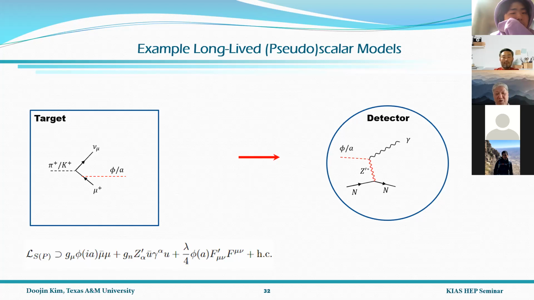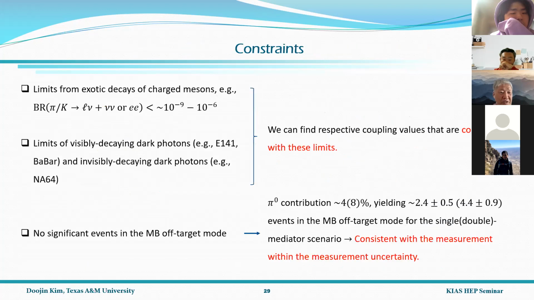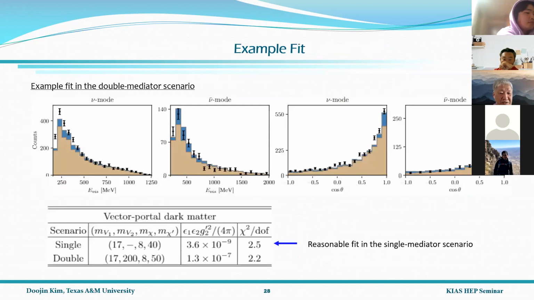Finally, could you flash the slide which shows the best-fit parameters for your scenario? There are two things. One of them is here. I see, 17, 18, 14. Oh, in the double mediated scenario case, M_V2 can be heavier than the pion mass. Yes. Okay, I see. Thank you.